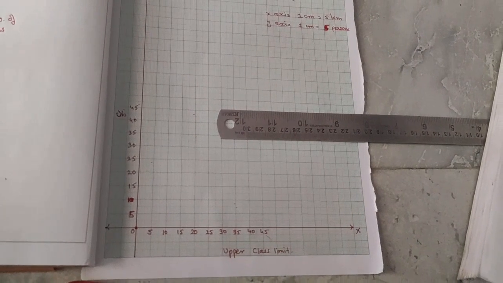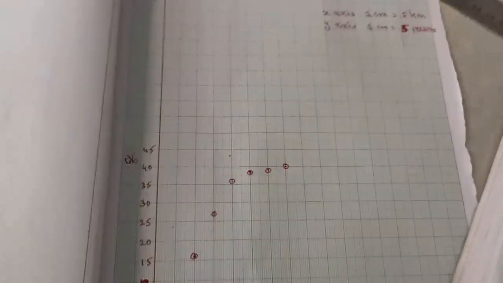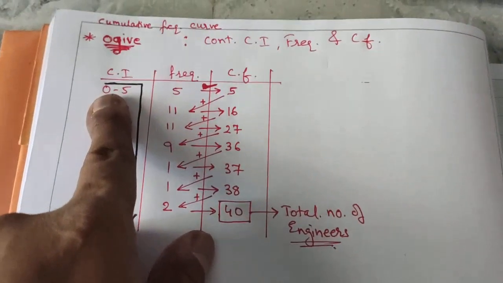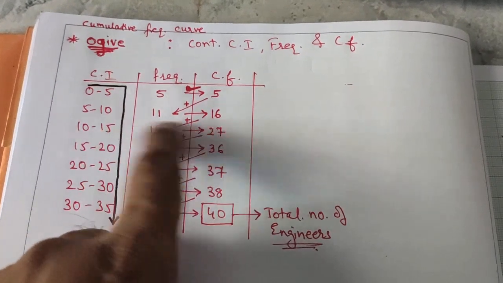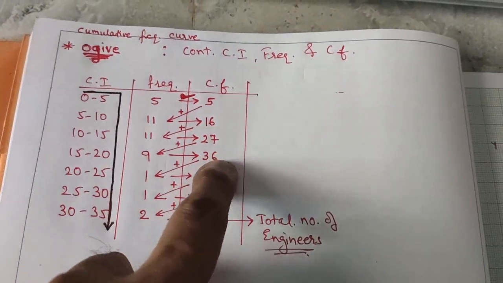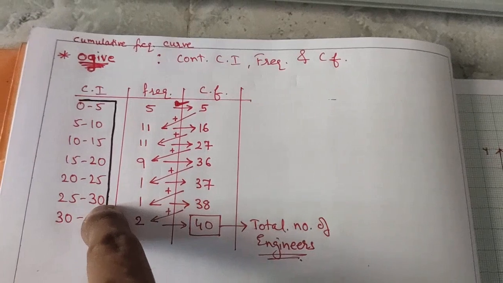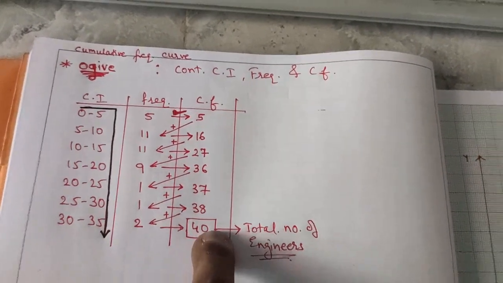Now let us draw the graph. Okay, so now it goes like this. We are going to take 0. For 0 it is 0. For 5 it is 5. For 10 it is 16. For 15 it is 27. For 20 it is 36. For 25 it is 37. For 30 it is 38. And for 35 it is 40.